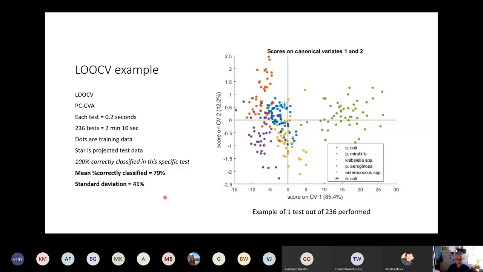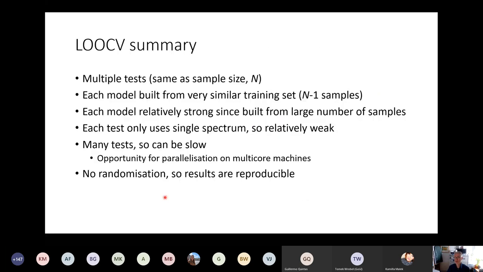However, with LOOCV, we get the same number of tests as there were original samples. For 236, that's not too bad. But I think Thomas was talking about a million spectra, and then all of a sudden, do we really want to do a million tests? This is a problem. Every test that we do, we're using all a million minus one spectra, so all the models will be very strongly related. They're all going to be very strong models. We're only testing on one example each time, so we don't have a lot of testing in that sense.